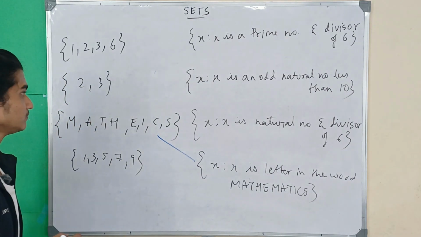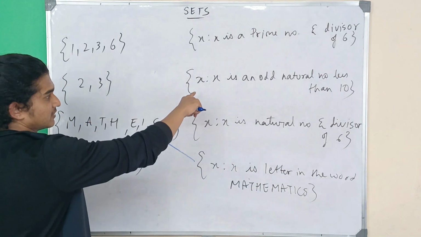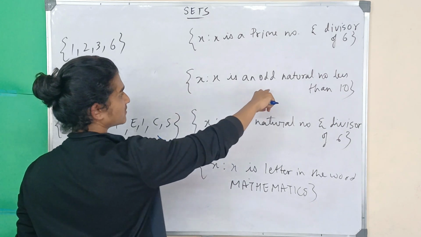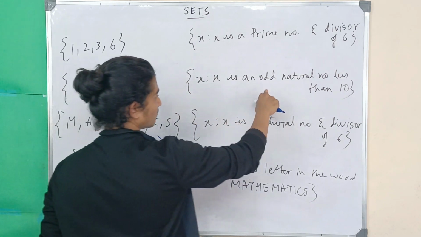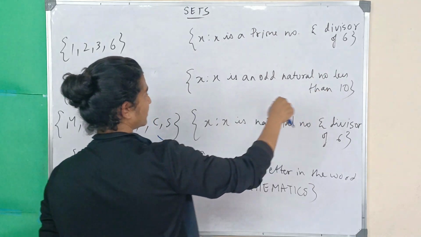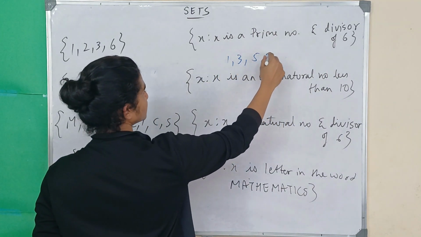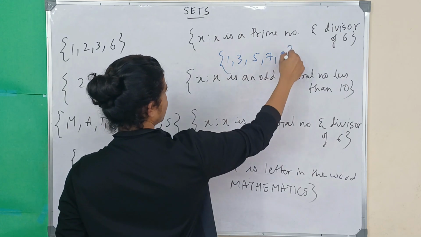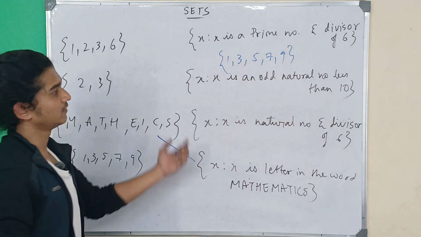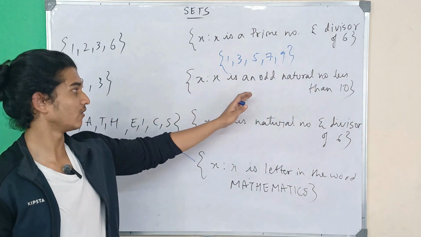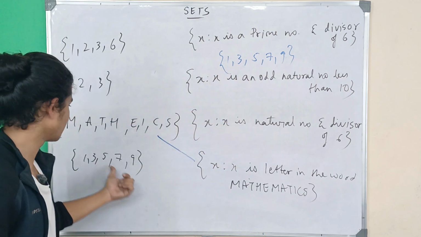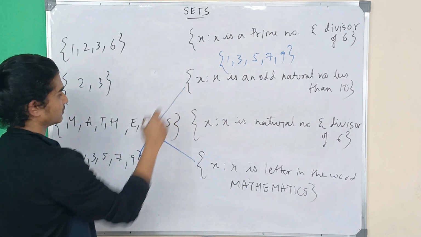The next easiest one is the set of all x such that x is an odd natural number and less than 10. So it's going to be 1, 3, 5, 7, 9. It should be less than 10, and all natural numbers. So 1, 3, 5, 7, 9 matches with this. So this goes with this.